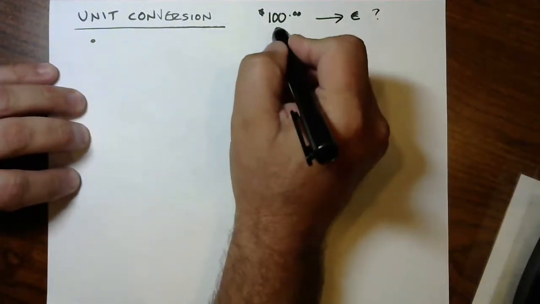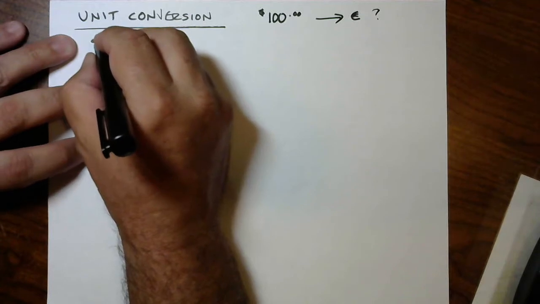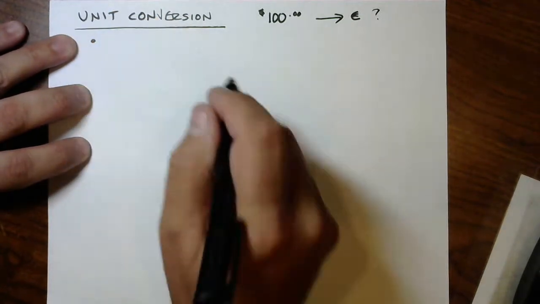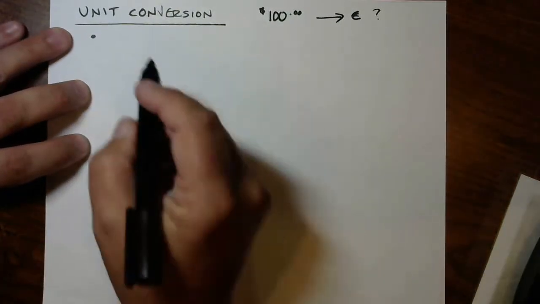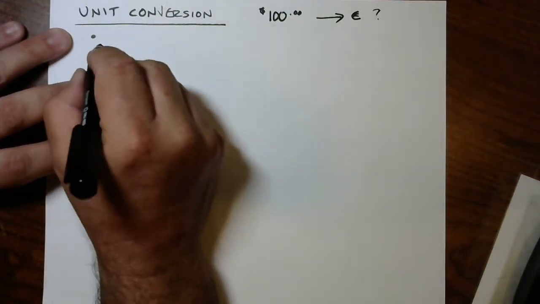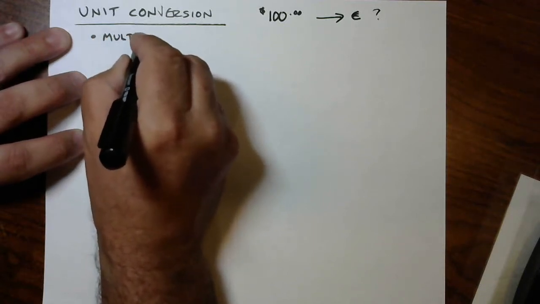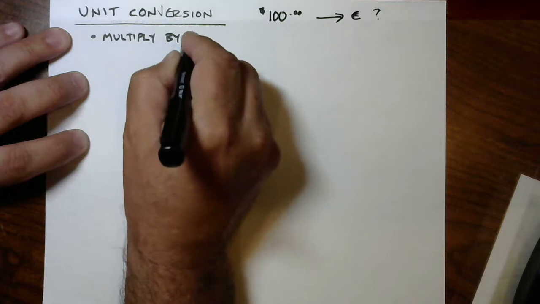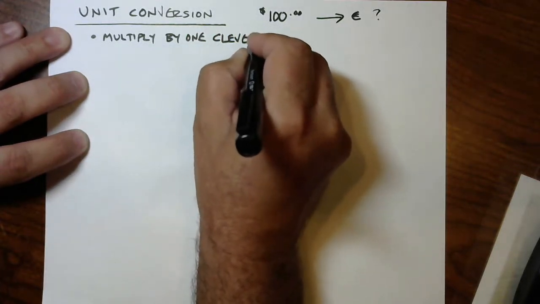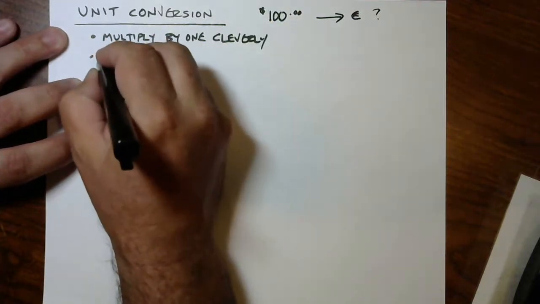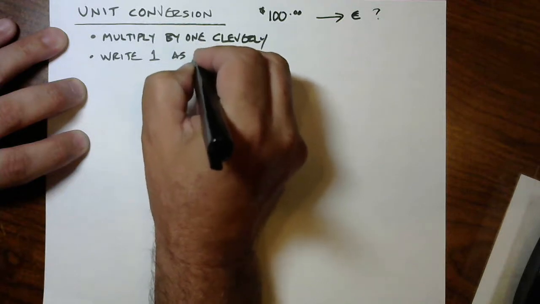How can you convert $100 US into euros? Well, let's just see. The only math that you can do to something that doesn't really change its value, but might change it in some other way, is to either add zero to it, which means do nothing, or multiply by 1. But we are going to do so cleverly. We are going to write that 1 as a fraction.